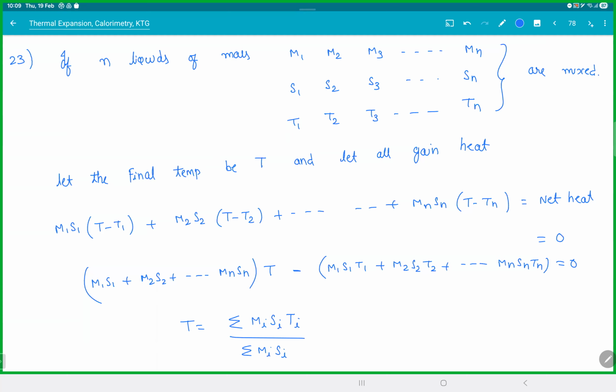Now in this equation, there will be some temperatures which are greater than T, some less than T. So the signs will automatically take care of them. Some of them will become negative here. Clear with this? So when you're not sure who is gaining heat and who is losing heat, just assume everyone is gaining heat. The signs will take care of themselves. Is this clear, everyone?